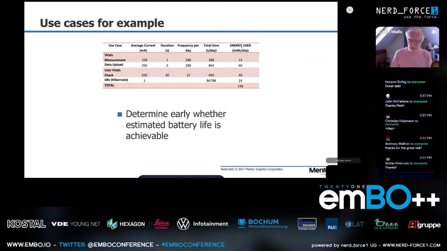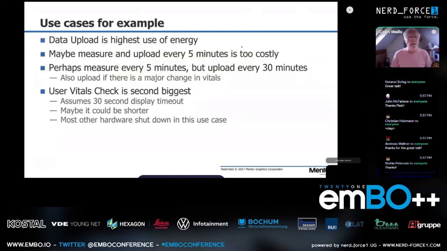Now, the duration of 30 seconds comes about because that's the display time. Maybe they don't need 30 seconds looking at the display to figure out that they're actually alive and well. So if we shorten that, we'd reduce the amount of energy. So this early analysis is giving us lots of opportunities to adjust our design, adjust the way the use cases are configured in order to reduce power.